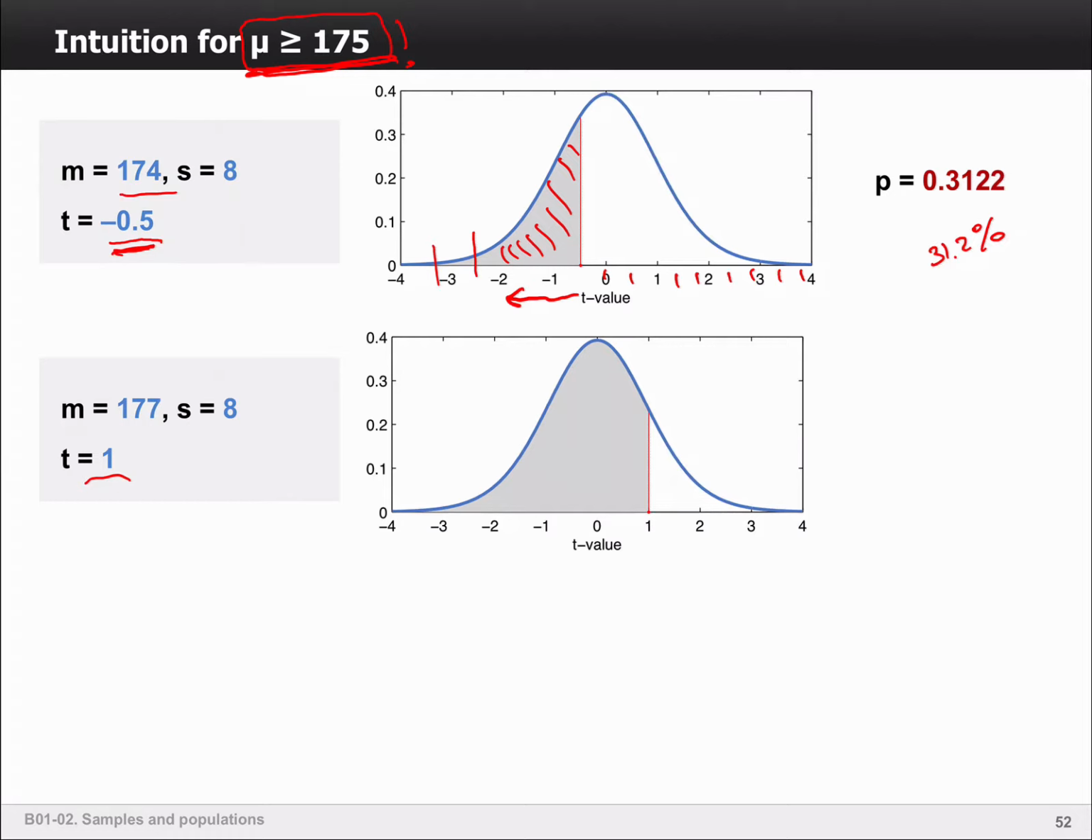And you can see indeed the shaded area is larger than the half. So we can see that the p-value is 83.3% chance. So this sample is not extreme for our null hypothesis.